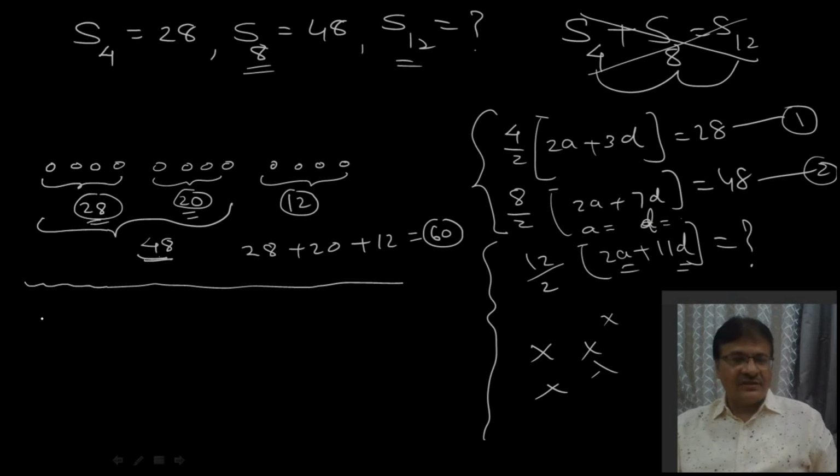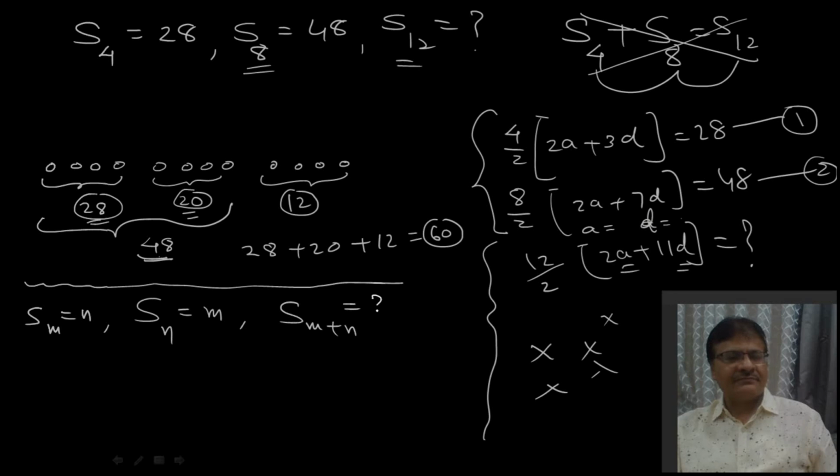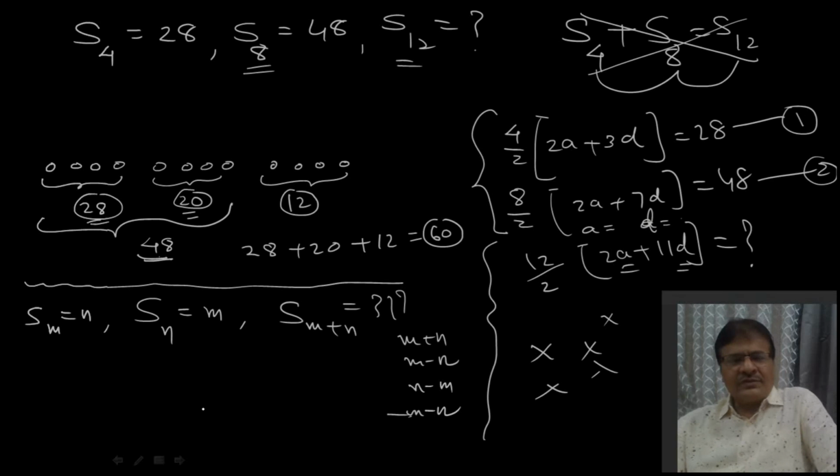My next question is, sum of m terms is n and sum of n terms is m. What is the sum of m plus n terms? The answer options are m plus n, m minus n, minus m, minus m minus n. Is that clear? Now how to solve this question?